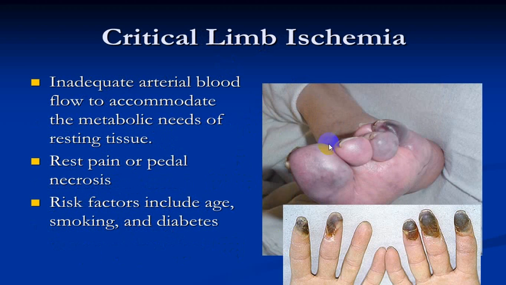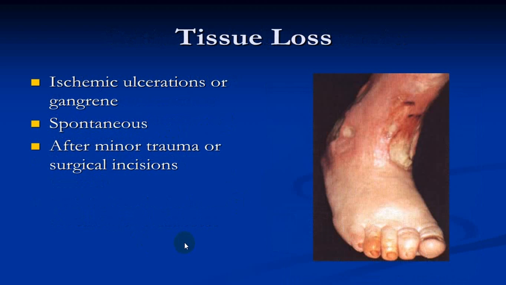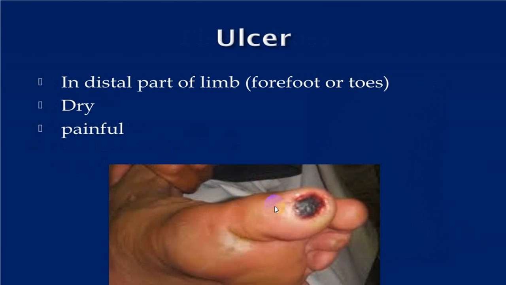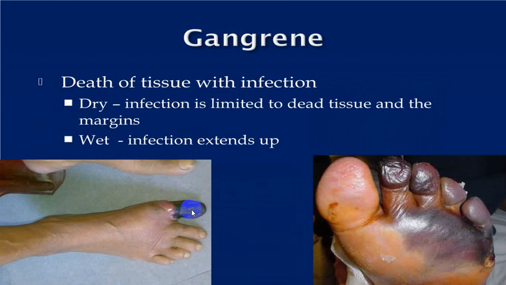In critical limb ischemia, you will have color changes, ulceration, and later on gangrene formation. The distalmost part may show you gangrene. So rest pain, pedal necrosis, and then later on the person can develop gangrene. There will be tissue loss leading to ischemic ulcers, non-healing ulcers, even after minor trauma or surgical incisions. So ulcer formation and dry gangrene will be common findings. This will be the gangrenous part. Wet gangrene will occur only if there is an infection.